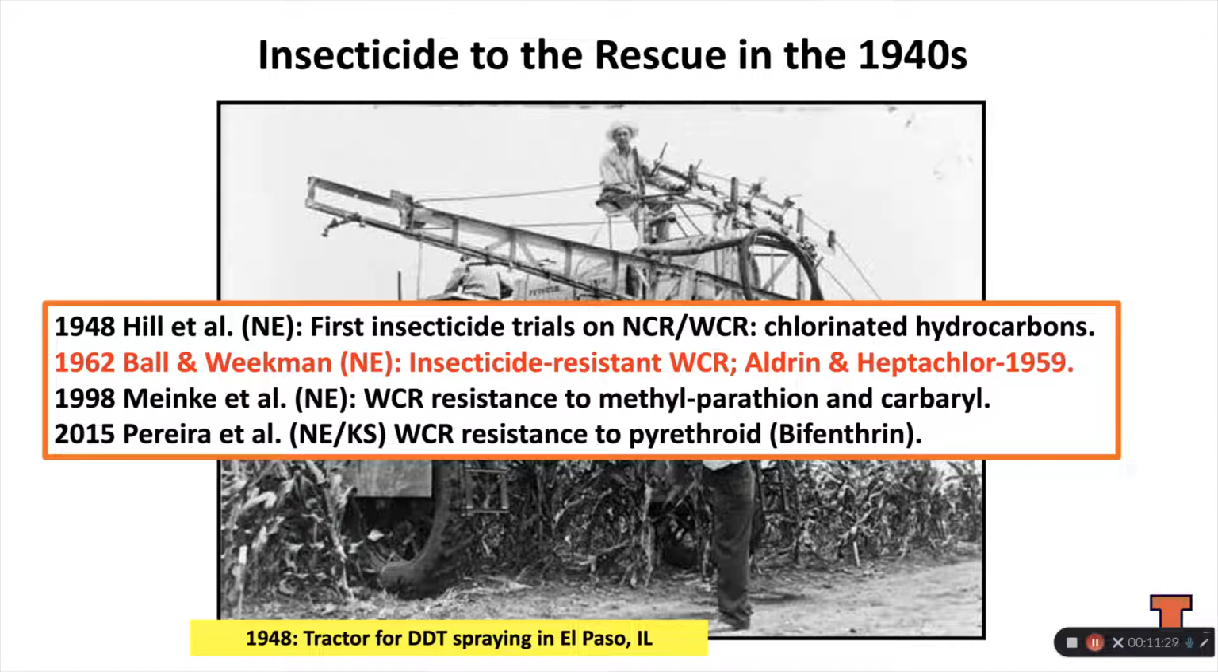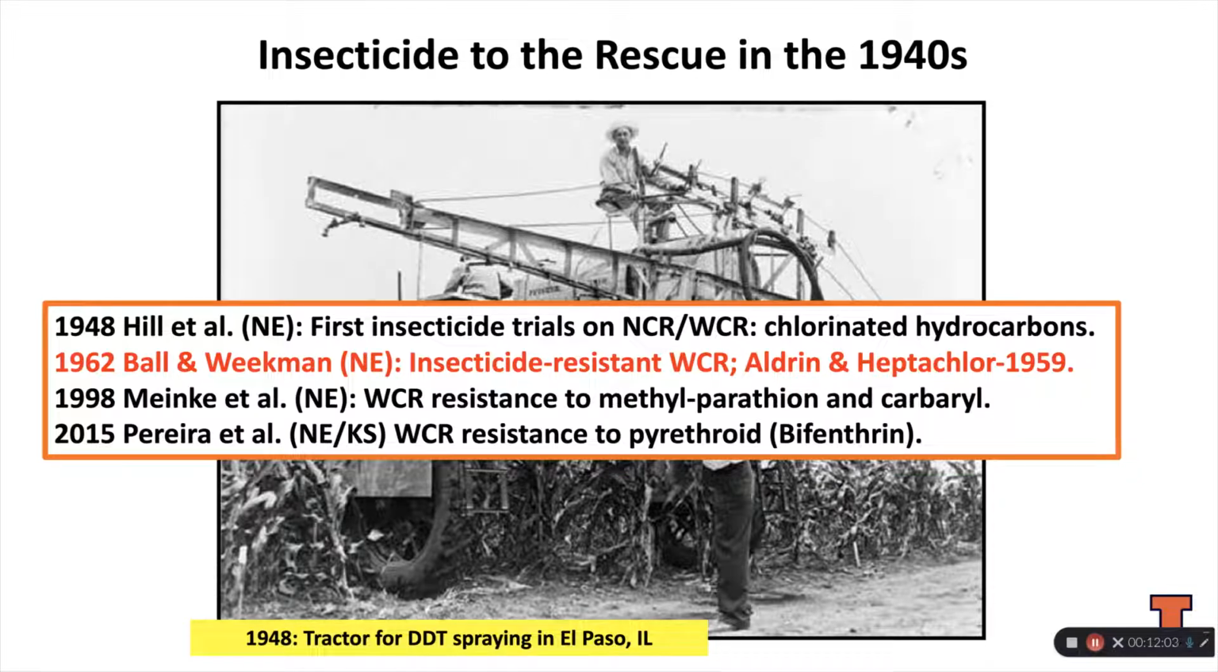What's really amazing is that in just 11 short years, in 1962, it was reported that in 1959 there was insecticide-resistant western corn rootworms in Nebraska. In the following years, those Nebraska populations became resistant to additional insecticides such as methylparathion and carbaryl, and even as recent as 2015, a new report of rootworm resistance to a pyrethroid came out of Nebraska.